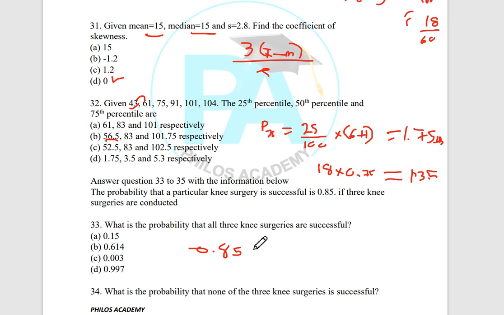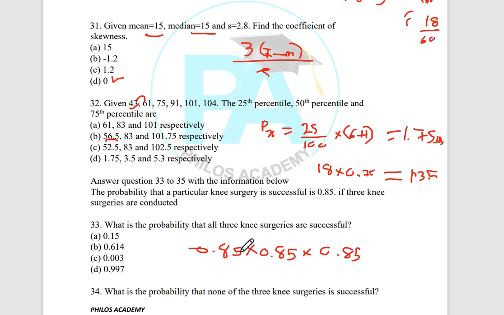They said 3 knee surgeries, and okay, the second one too is successful, meaning all the 3 are successful. We are finding the probability that all the 3 surgeries are successful. So the first one is successful, and the second one is successful, and the third one too is successful. Okay, this is all about changing your English words to mathematical expression. That's the only thing. The probability that one is successful is 0.85. So they are asking what's the probability that all the 3 are successful?